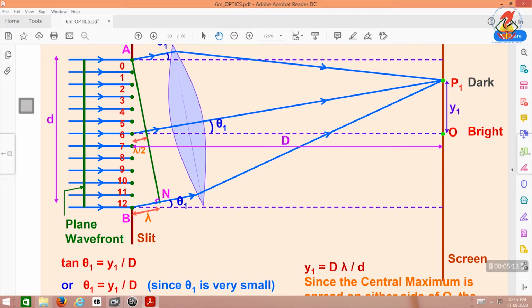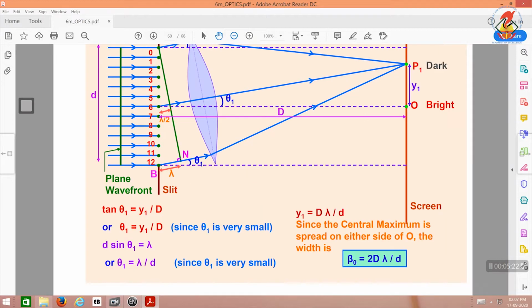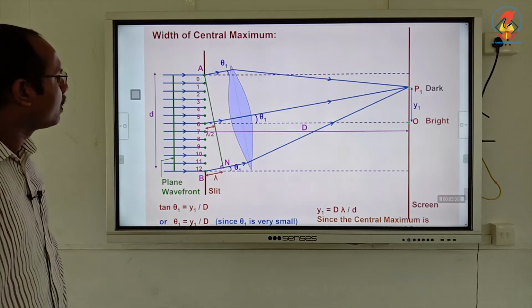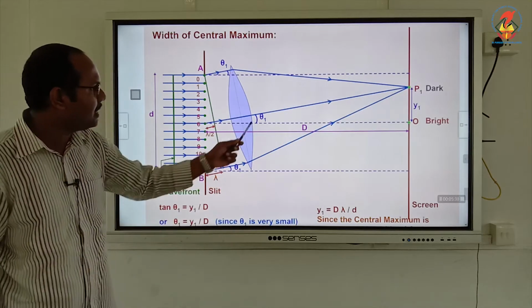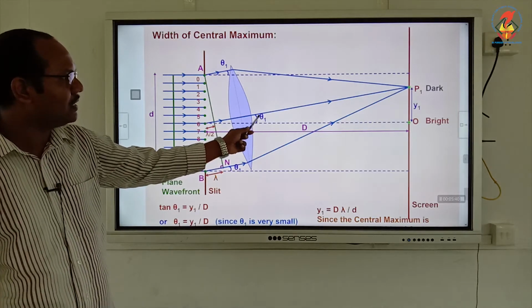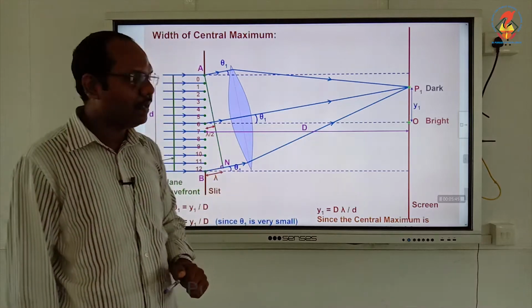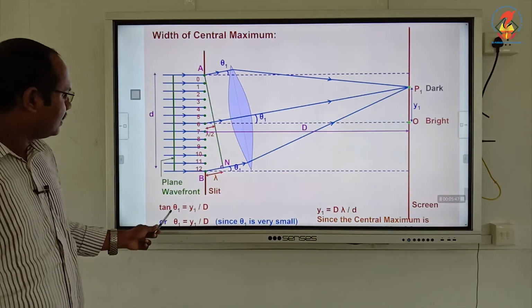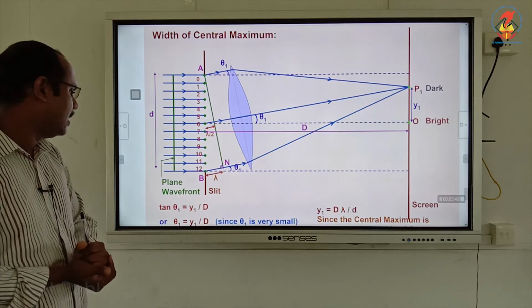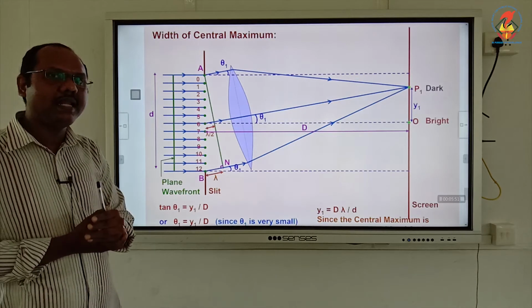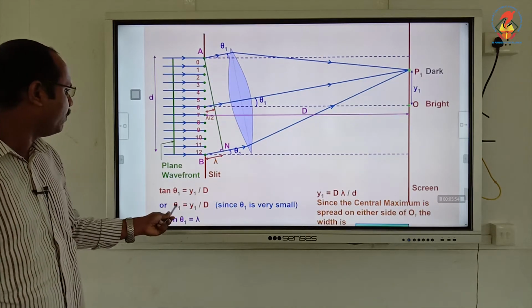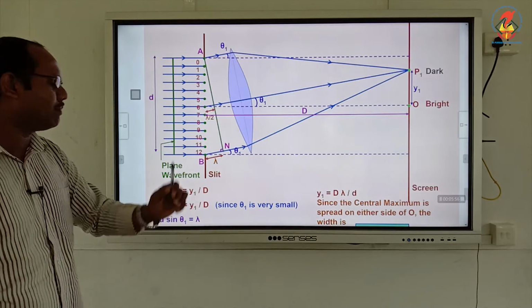So from the figure, tan theta 1 is equal to y1 by d. You can see the distance is marked as y1. So from this triangle, tan theta 1 is equal to opposite side by adjacent side, y1 by d. Since theta is very small, tan theta is approximately equal to theta. Therefore, we will write theta 1 is equal to y1 by d.